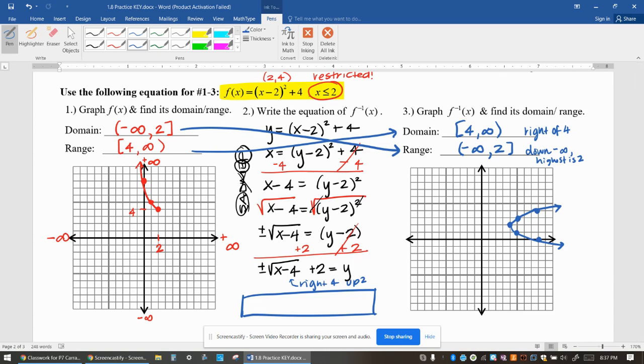That should be enough to help you decide that you want the one that opens down, that points down. So that's negative infinity, so that should be this guy. Okay? I'm going to put that in my answer before I forget. And I'm going to name it appropriately, so this is f negative 1 of x.